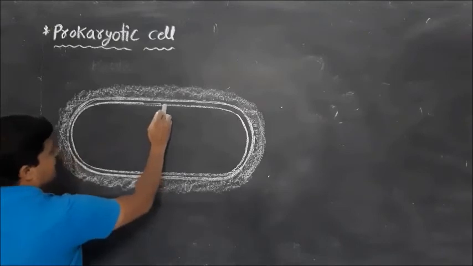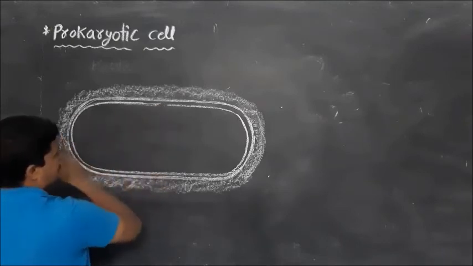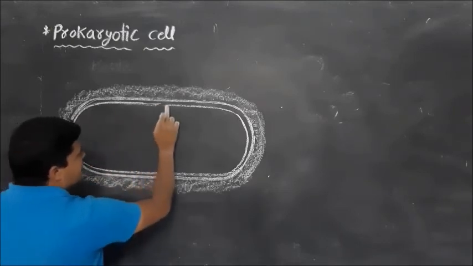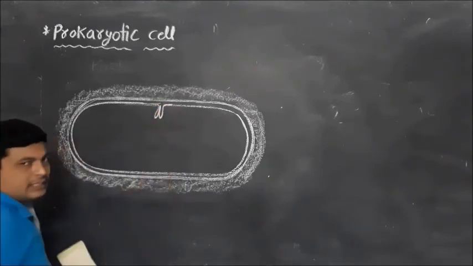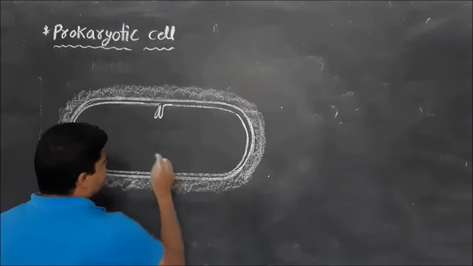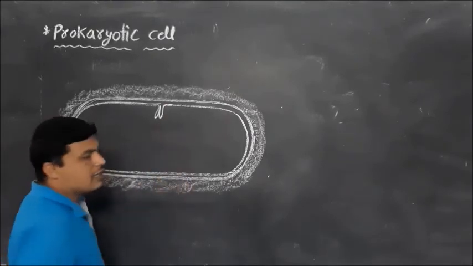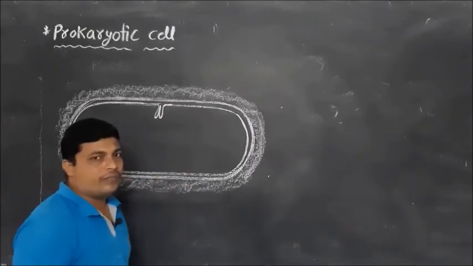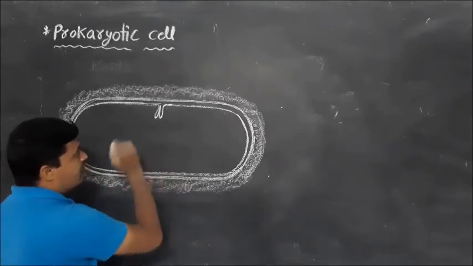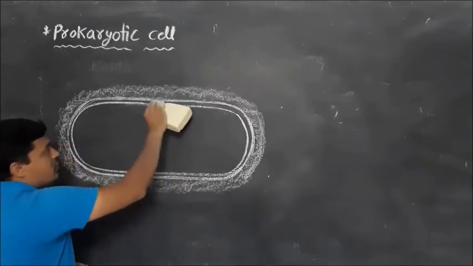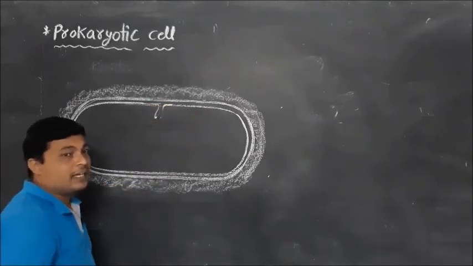Just observe this point here. If you take any point, the cell membrane will show some inner foldings. This inner folding is called the mesosome. Sir, what is the function of the mesosome? This mesosome will participate in binary fission.